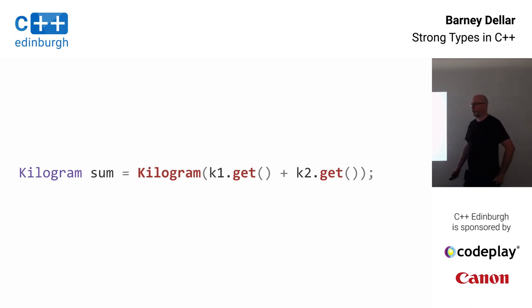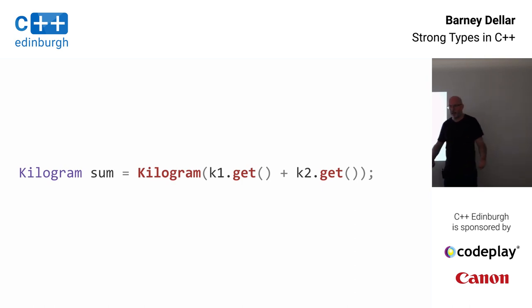And this might not be a problem the first time you write it, but it would get annoying if you need to do it a lot. But it's worse than that. It forces the reader to understand how kilograms are defined under the hood, how they're implemented. In order to add 2 kilograms, I need to call get to get a double, add it to the double from the other one, call a constructor and pass the result in. All I'm trying to do is add some things together.